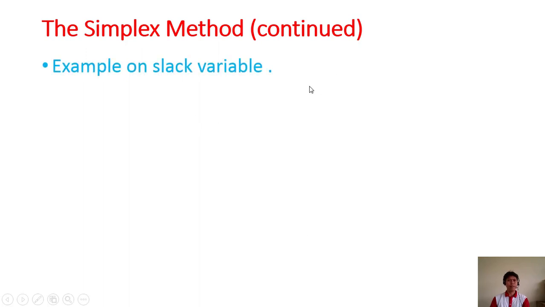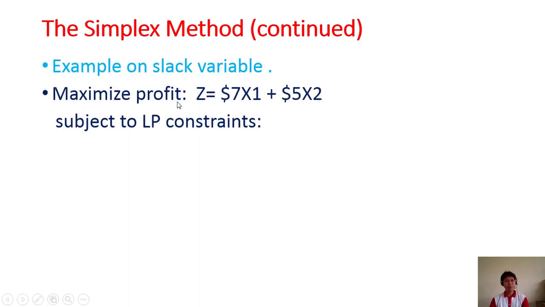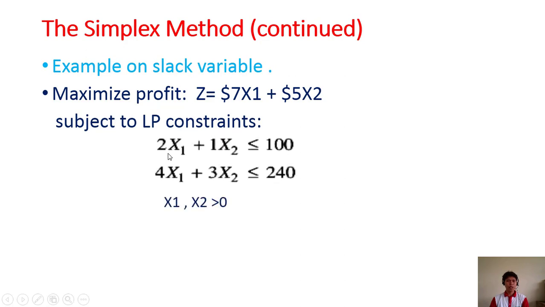Example on the slack variable. Maximize profit z is equal to 7x sub 1 plus 5x sub 2, subject to the LP constraints 2x sub 1 plus x sub 2 is less than or equal to 100, and 4x sub 1 plus 3x sub 2 is less than or equal to 240, such that x sub 2 and x sub 1 are greater than or equal to 0.